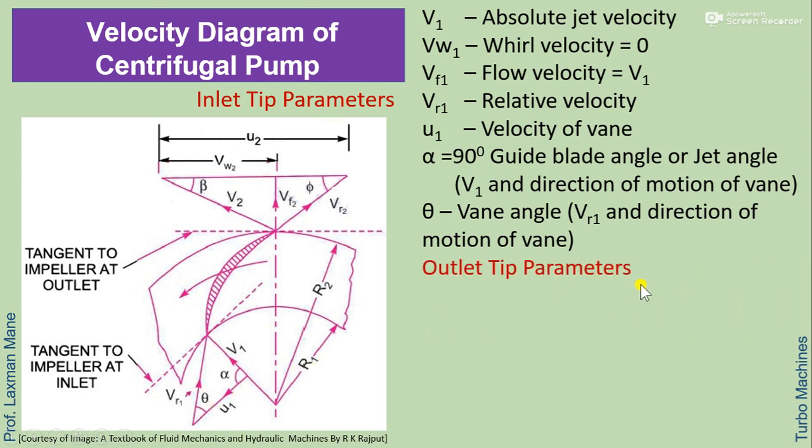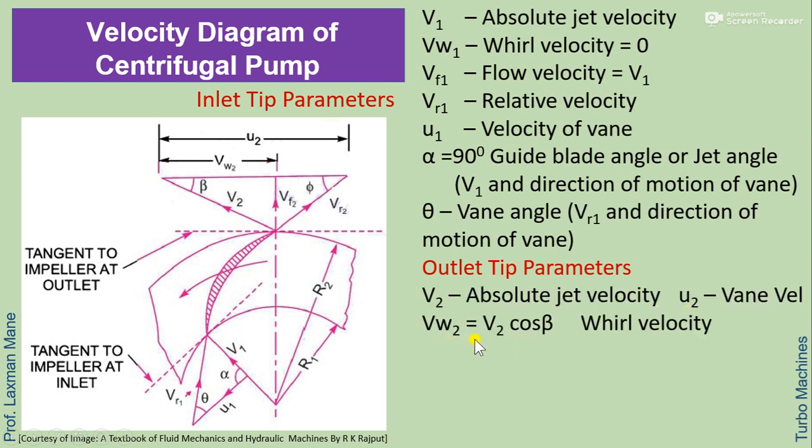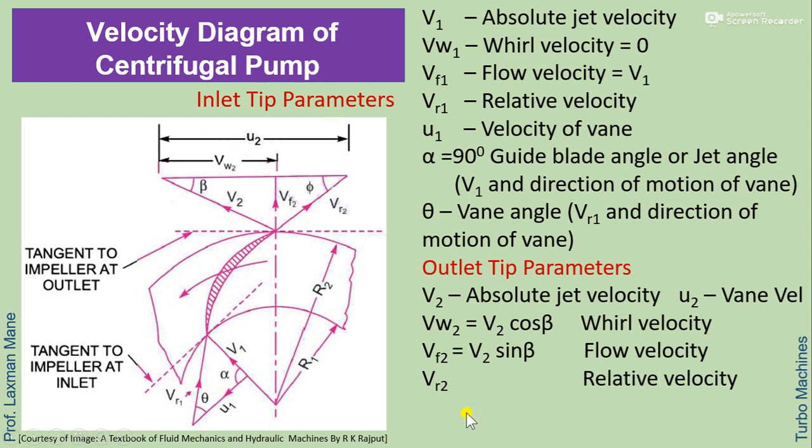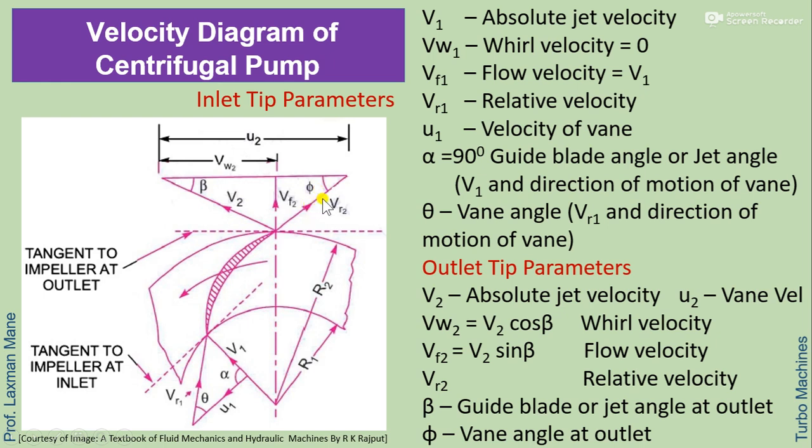Similarly, the outlet parameters are V2, U2, VW2, VF2, VR2. Beta is the guide blade angle at outlet, and phi is the vane angle at outlet. VW2 mathematically is given as V2 cos beta and VF2 is given as V2 sin beta. VW2 is the horizontal resolved component and VF2 is the vertical resolved component of V2.